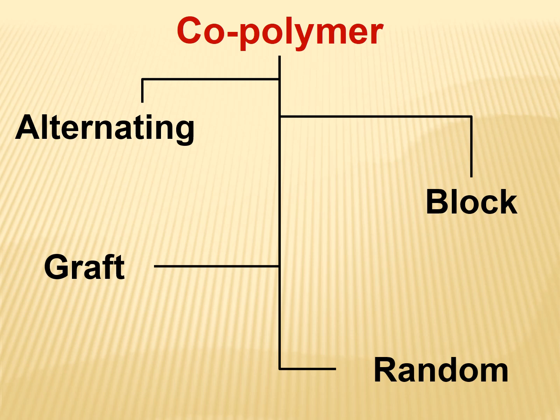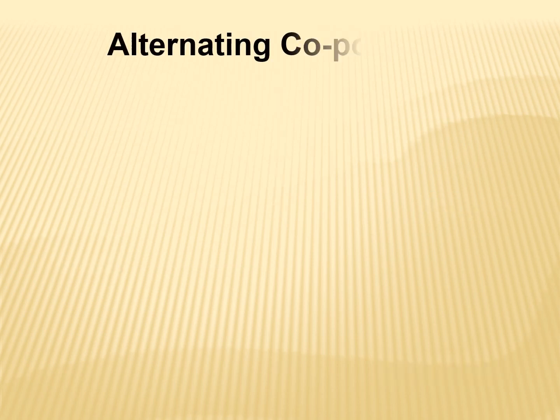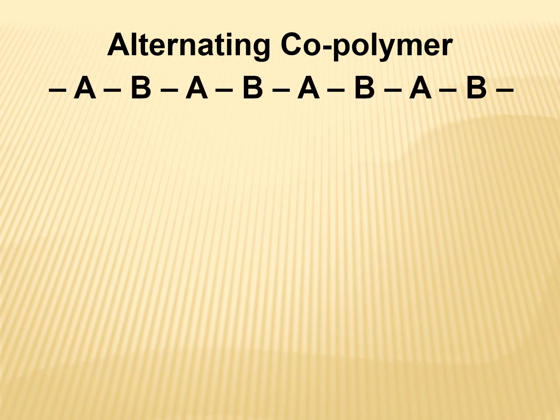Suppose you assume two monomers A and B. They are combining to give a copolymer. Then alternating copolymer means each of these monomers A and B is alternating. Now you can look at the structure. We have A, B, A, B, A, B structure. So this is called alternating copolymer.